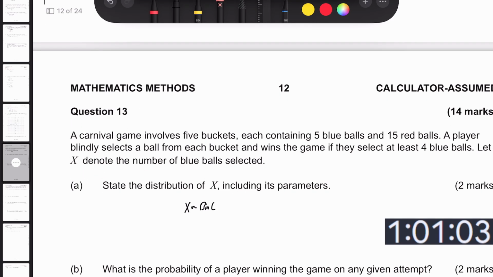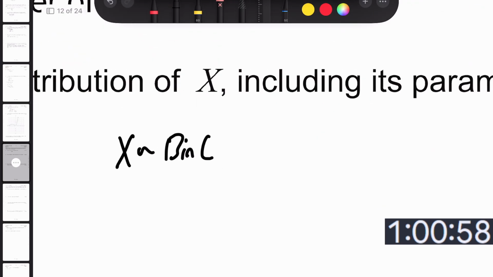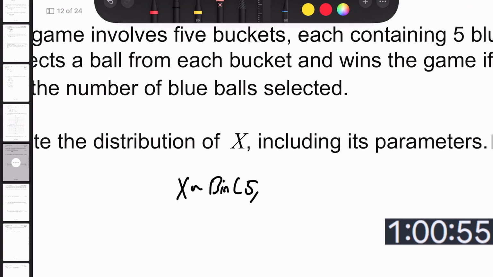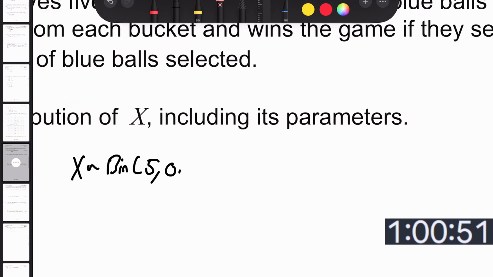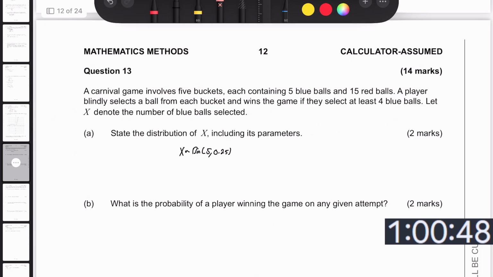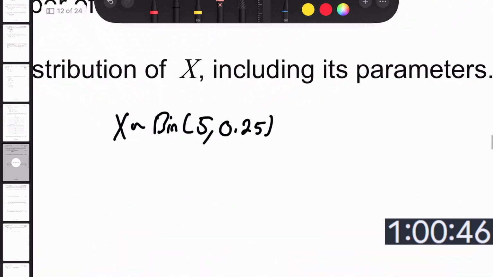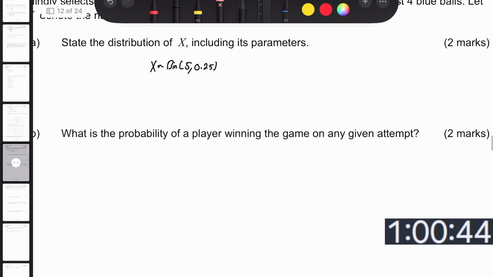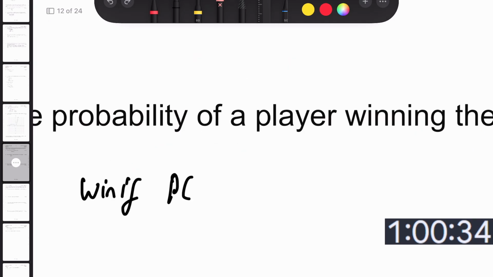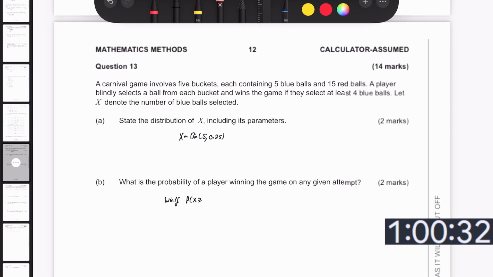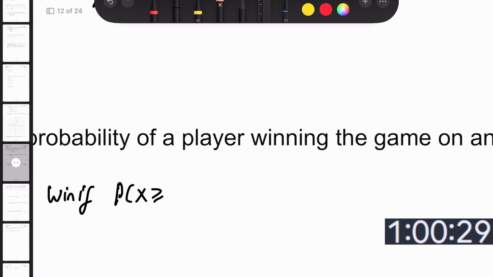Distribution of X, including its parameters. So you want to choose up to 5, not 100, sorry. And 5 out of 20 is 1 in 4, so 0.25. Binomial. What's the probability of a player winning the game on any given attempt? So probability of X, is it X? Yep. X is greater than or equal to 4.